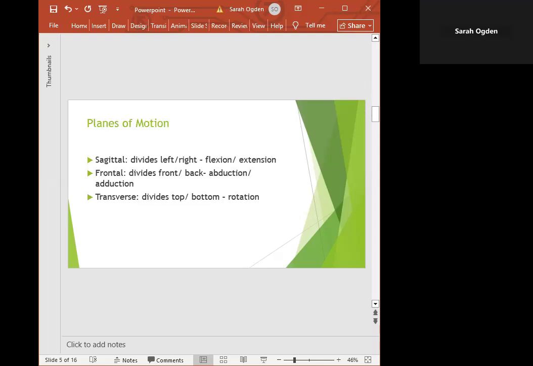So there are the three planes of motion. You have the sagittal plane, which divides the left and the right of the body, which associates flexion and extension. The frontal plane, which divides the front and the back, so adduction and abduction. And then you also have the transverse plane, which divides top and bottom, which involves rotation of the body.